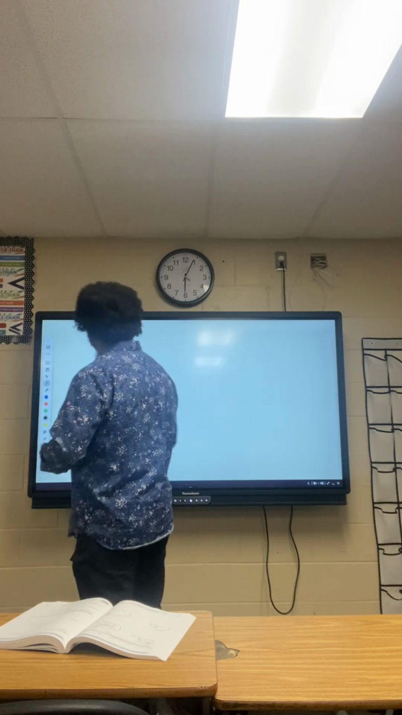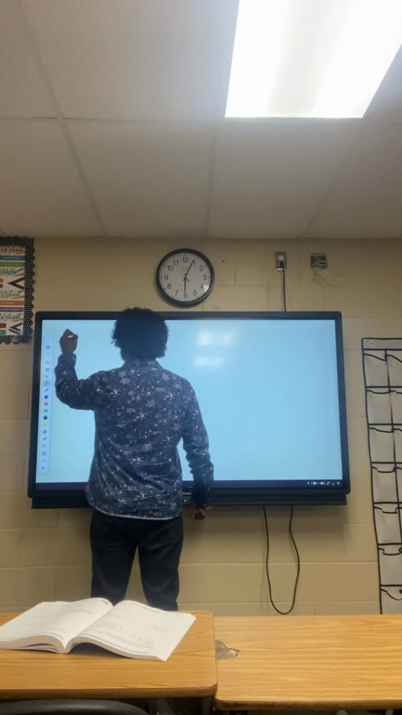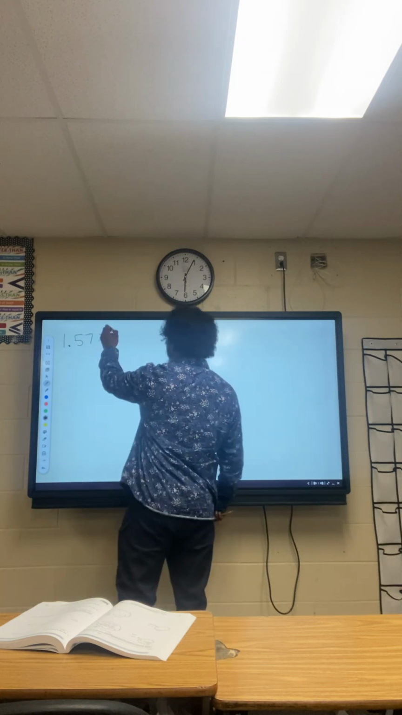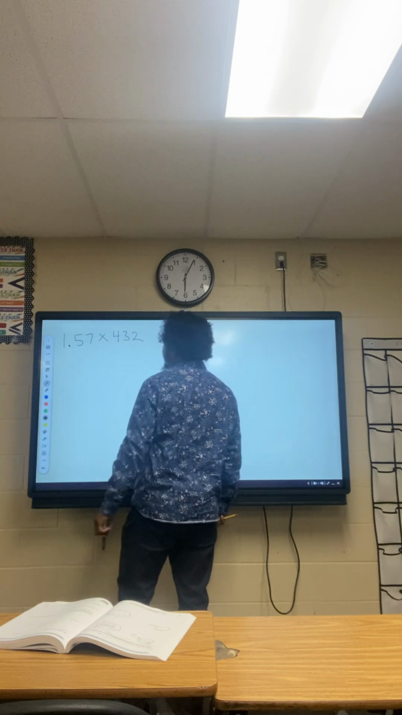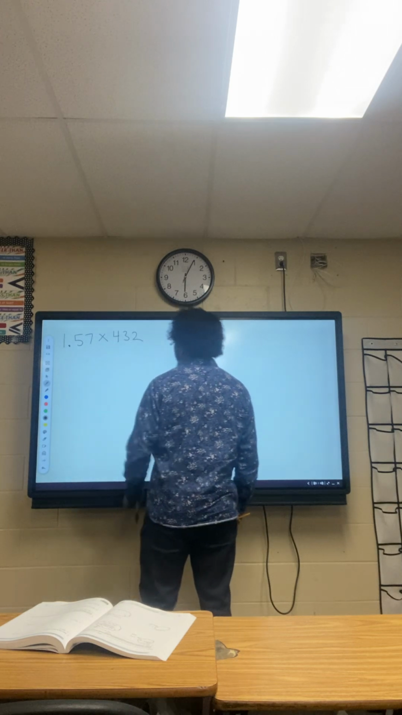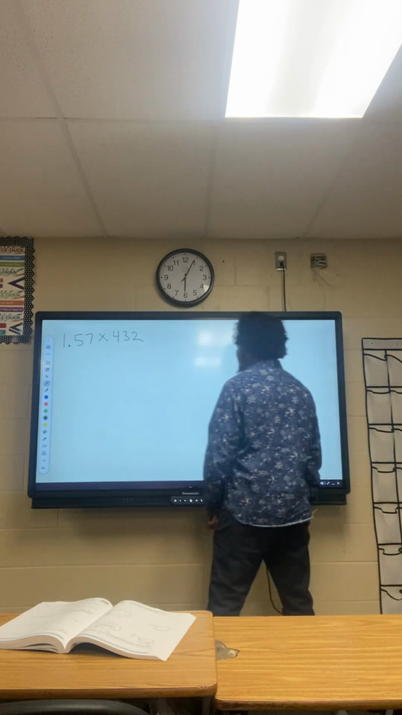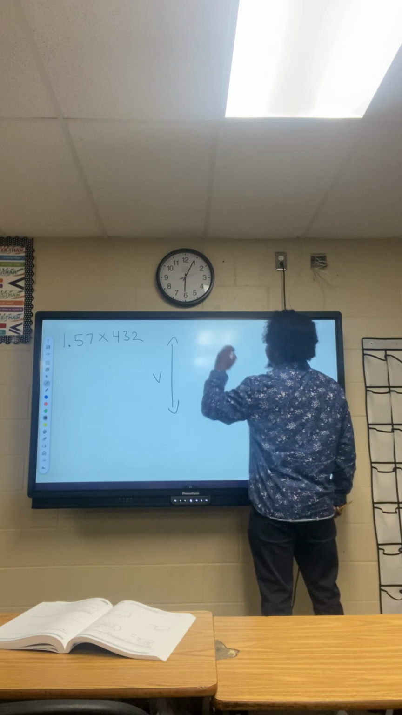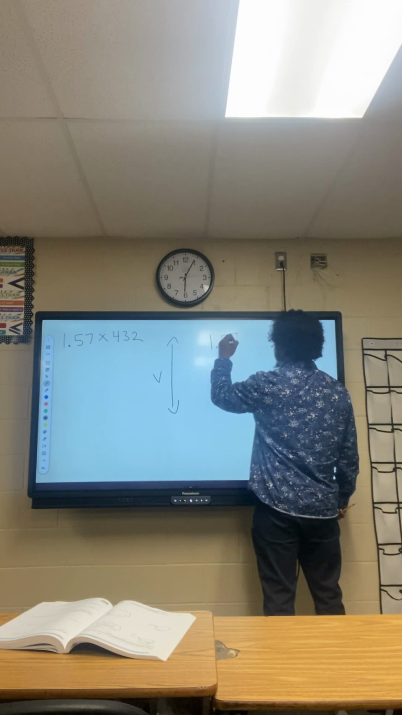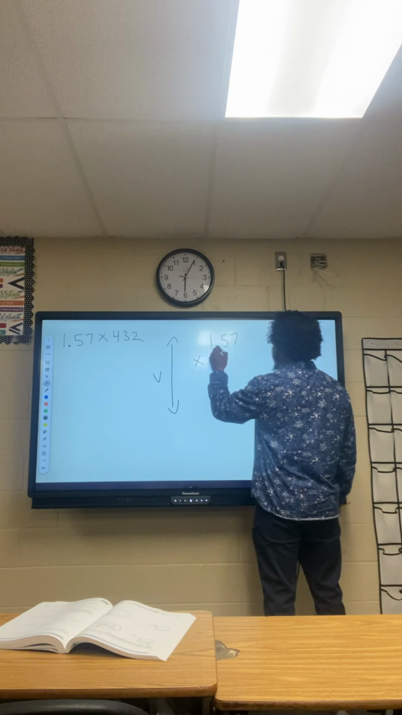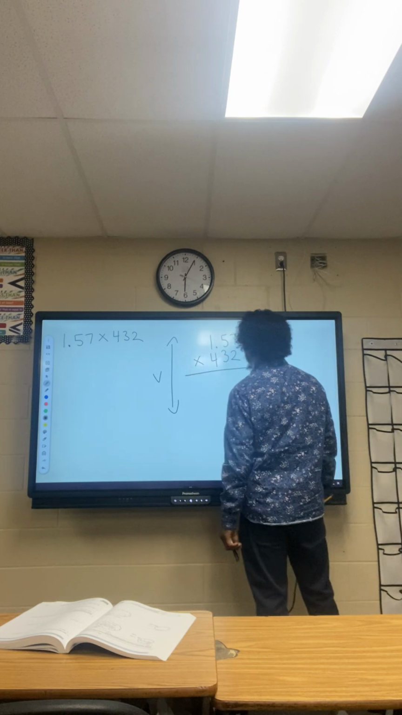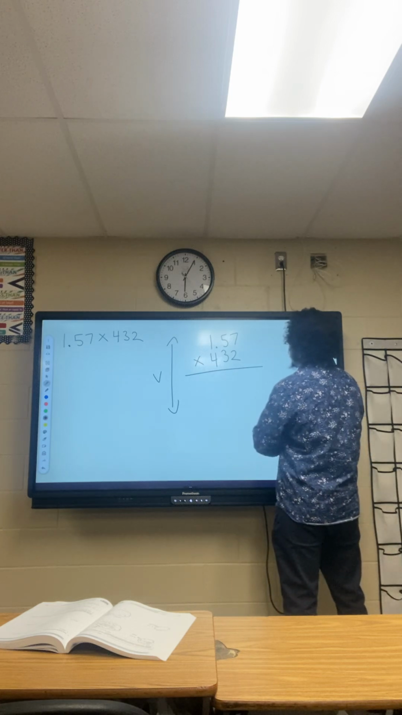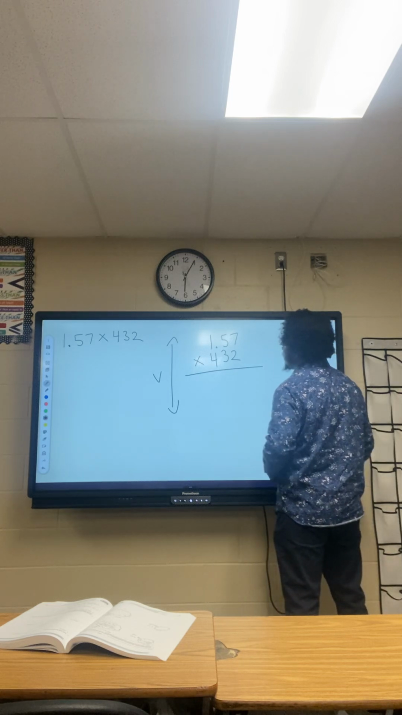So we have 1.57 and we're multiplying by 432. Okay. So we don't have to round for section 2, so we're just gonna write it standard algorithm style. So vertical, we have 1.57 multiplied by 432. So when we are multiplying by 3 digits, we are going to have 3 0 spacers. So here's how it works.